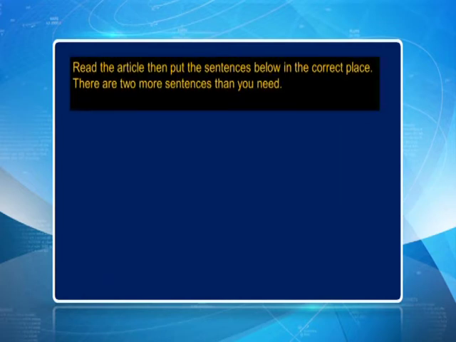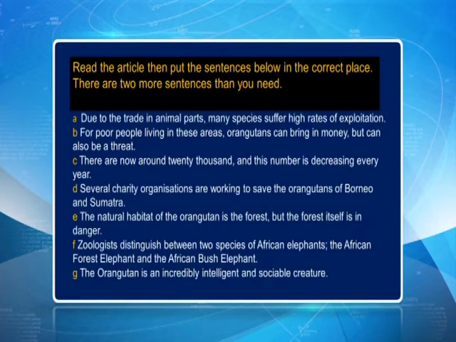Okay, now we come to our reading passage, and you are asked to read the text and then put the sentences below in their correct place in the article. And it mentions that there are two more sentences than you need. So we have 5 paragraphs and we have 7 sentences. That is 2 extra sentences that we are not going to use. Our sentences are A, B, C, D, E, F, and G. And we are going to read them later on.